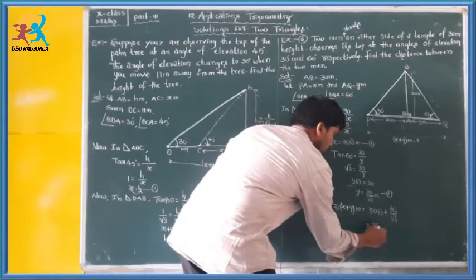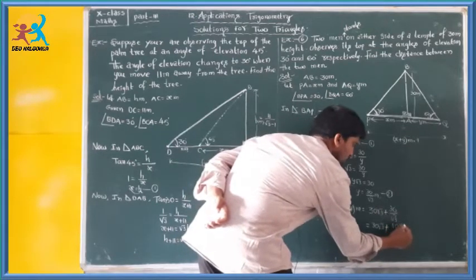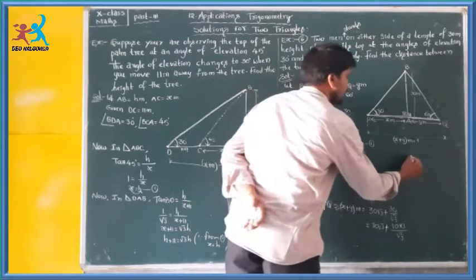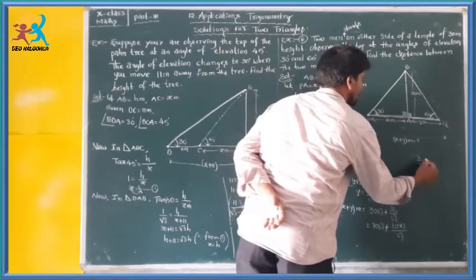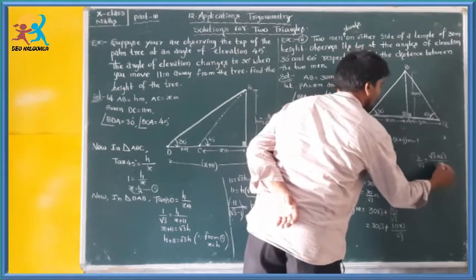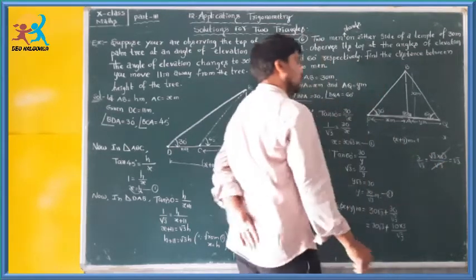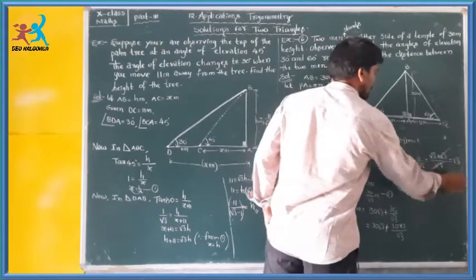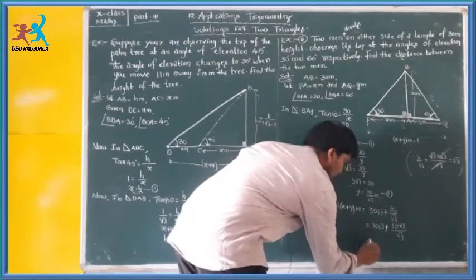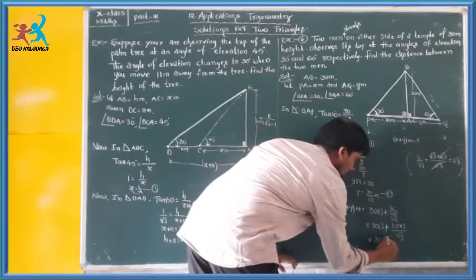Let us simplify 30 by root 3. 30 can be written as 10 into 3 by root 3. We know that 3 by root 3 is root 3, since 3 can be written as root 3 into root 3, over root 3. Root 3 gets cancelled. What we get is root 3. So students, always remember 3 by root 3 equals root 3. That will help you simplify questions in applications of trigonometry.